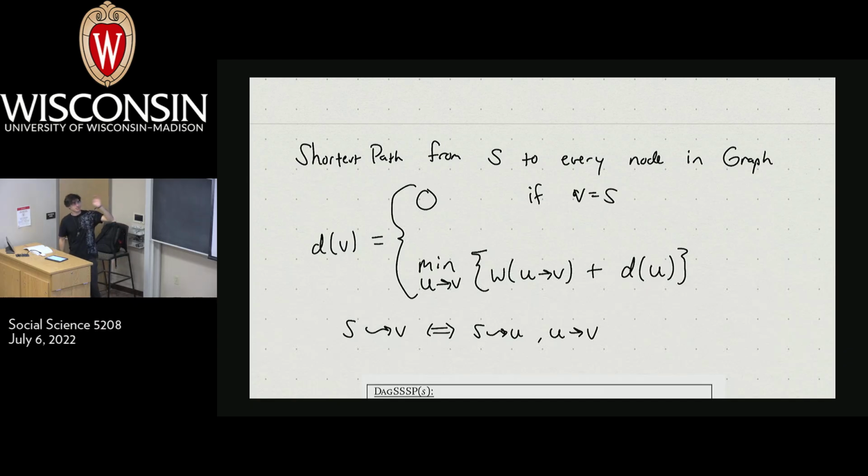So if we're already at S, we know the answer is 0. We do nothing. Otherwise, we're going to try all possible last steps to get into v. And we look at the weight of that last step plus the weight of all the previous steps recursively. So the recursion fairy is going to give us this. And then that distance plus that weight gives us the distance for the whole path. And then once we have the distance for the whole path, we just pick the best path. So this just picks the best path.